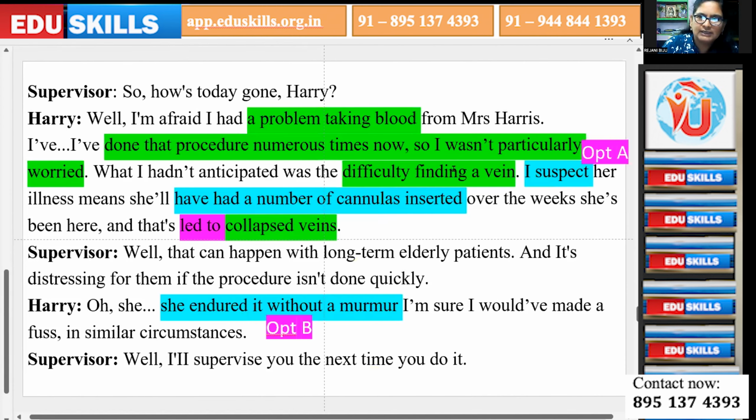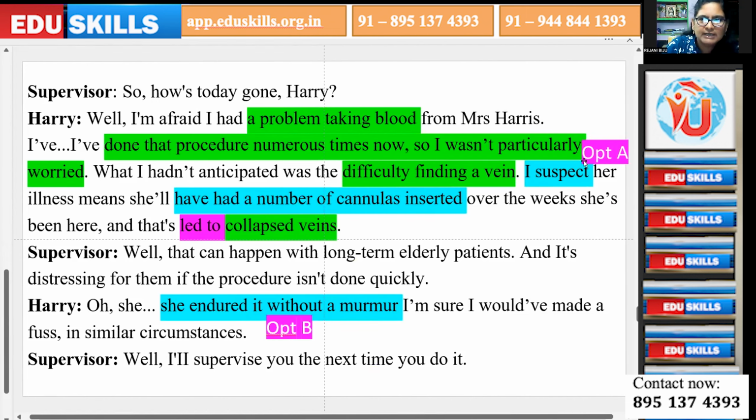Again, he is telling difficulty finding a vein. Yeah, there he told the reason. Difficulty finding a vein. Now we have to see. I mean, he told the problem. We have to see what is the reason. Difficulty finding the vein is the problem. Now we have to see what is the reason. Here it is given collapsed vein.